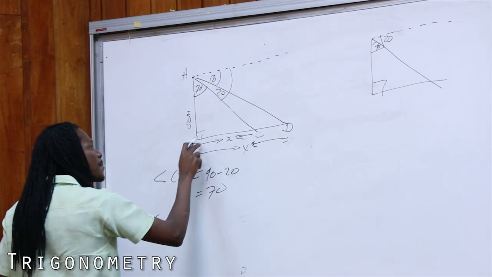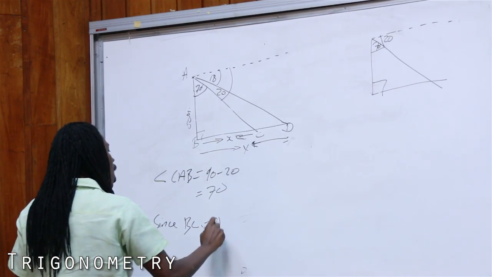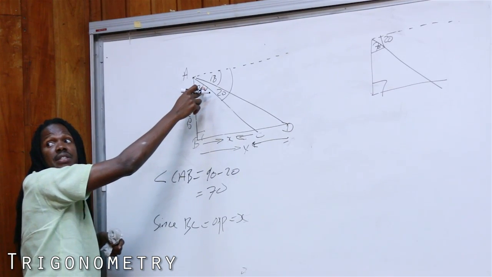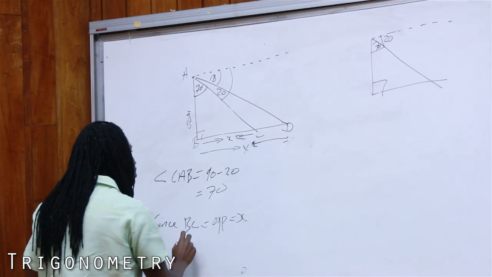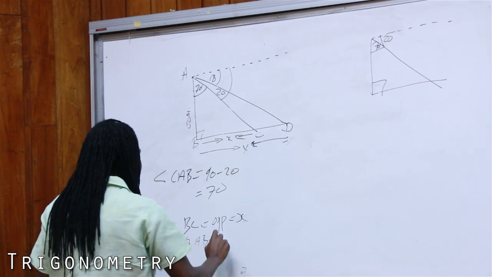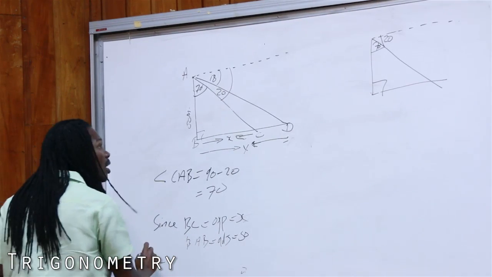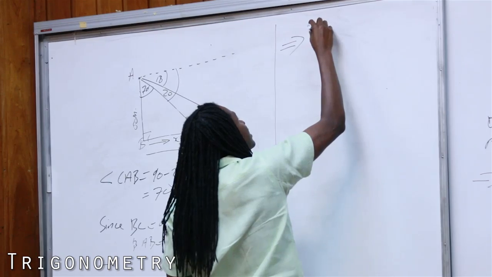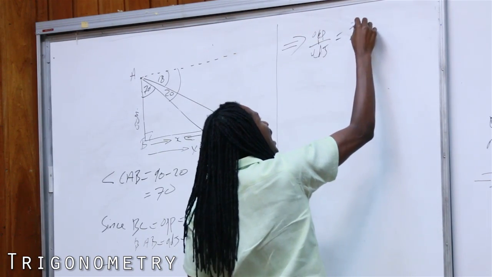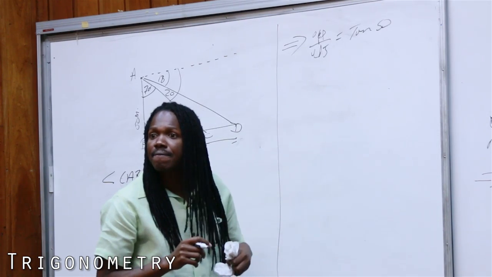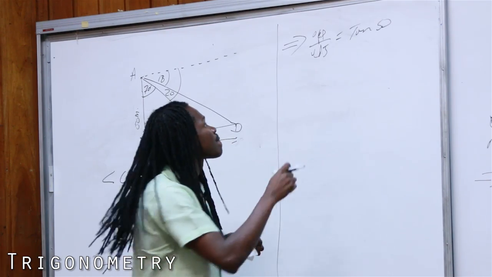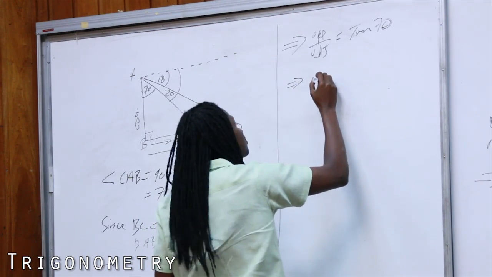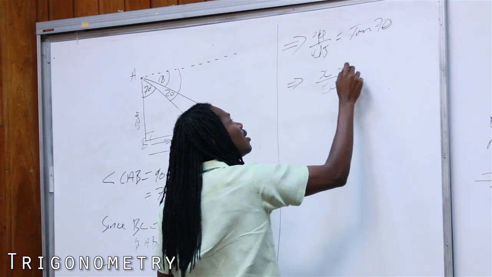Since BC equal to opposite equal to x, is BC the opposite? Because this is the angle of reference. And AB equal to adjacent equal to 50. What does that imply? It implies that opposite over adjacent equal to tan 70, sorry. It implies, what's the opposite? What's the adjacent? What's tan 70?